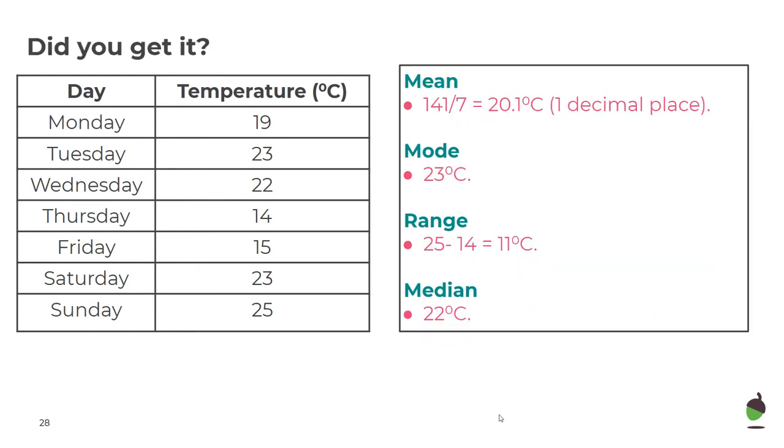So it is now time to mark your work. The mean should be 20.1 degrees Celsius to 1 decimal place. The mode should be 23 degrees Celsius. The range should be 11 degrees Celsius. And the median should be 22 degrees Celsius. Make sure that you do have those units on the end of your numbers.